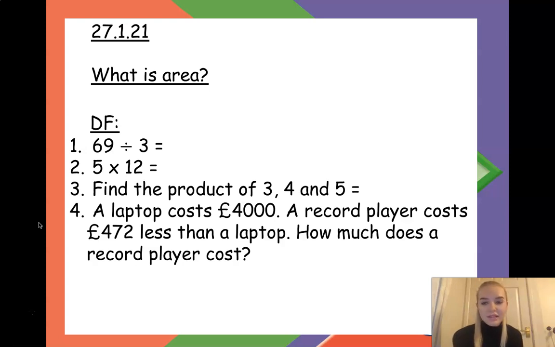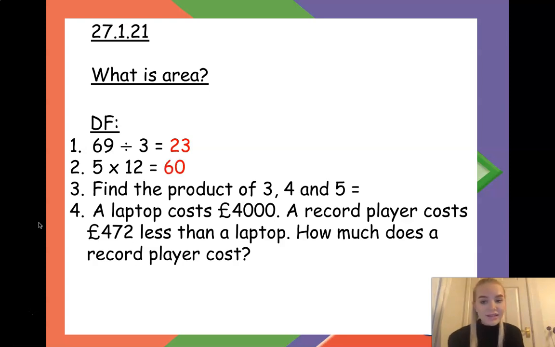Okay, 69 divided by 3. Well, we could partition this into 60 and 9, dividing both of these numbers by 3, giving us the answer of 23. Number 2, 5 multiplied by 12. Well, you could do either that or 12 multiplied by 5, whatever you find easiest.